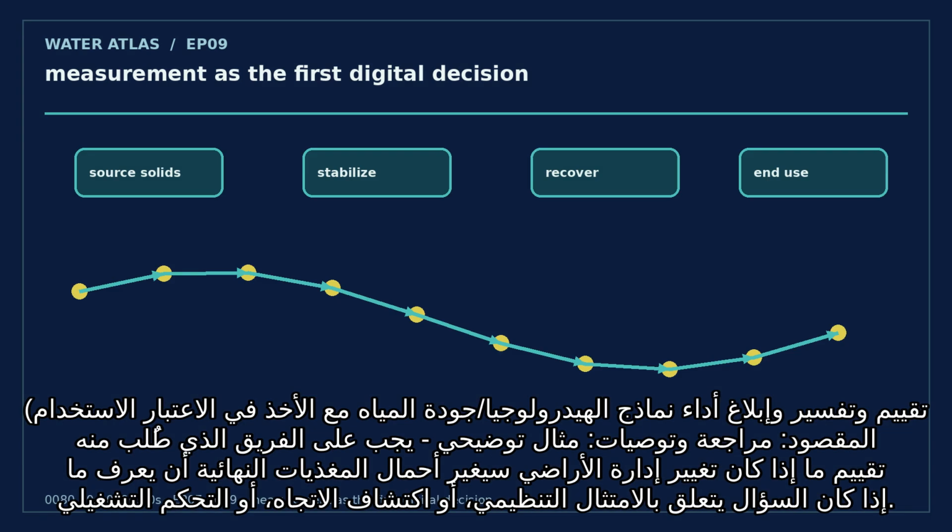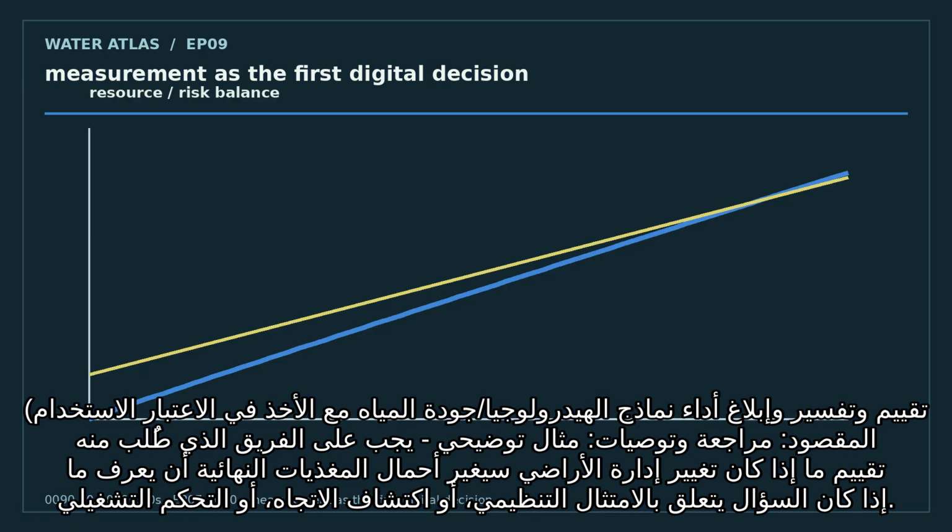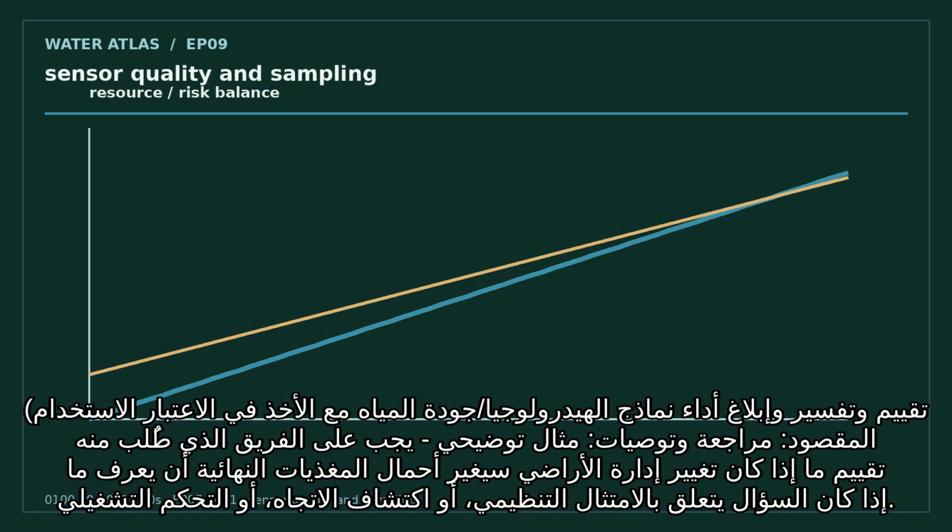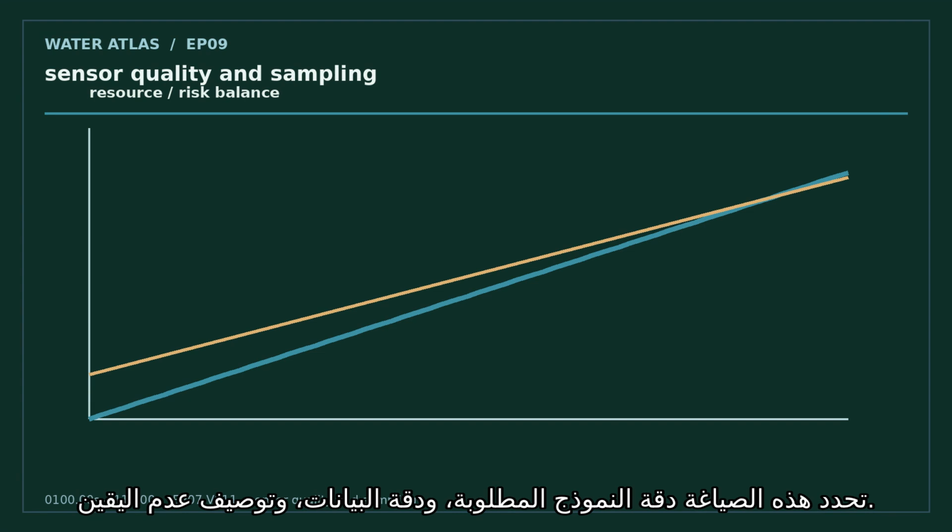Illustrative example. A team asked to assess whether a land management change will alter downstream nutrient loads must know whether the question is about regulatory compliance, trend detection, or operational control. That phrasing determines required model fidelity, data resolution, and uncertainty characterization. The cited review emphasizes tailoring evaluation to intended use rather than applying one universal performance metric.